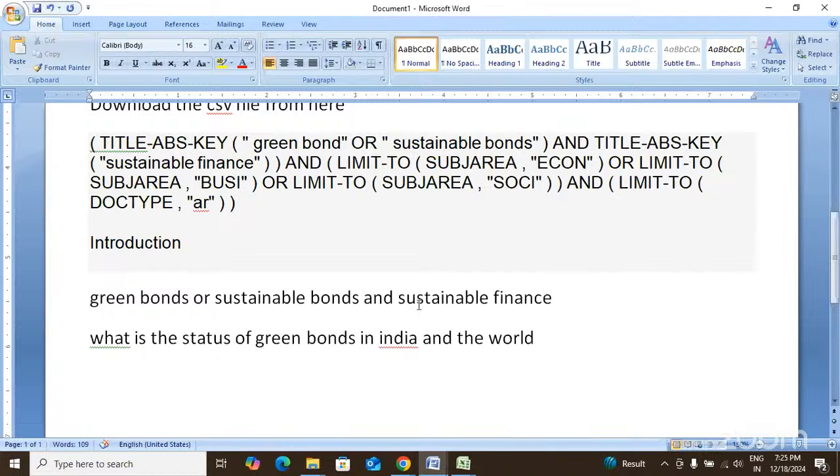You understand what I'm saying? The Scopus database should search for those papers that have either this as the keyword or this as the keyword, but this is important: the word sustainable finance should be there.